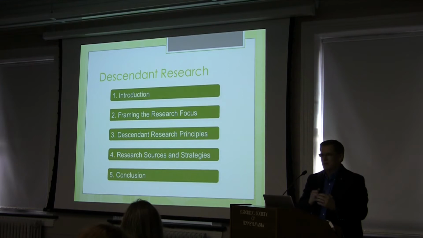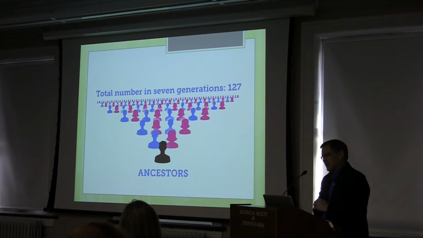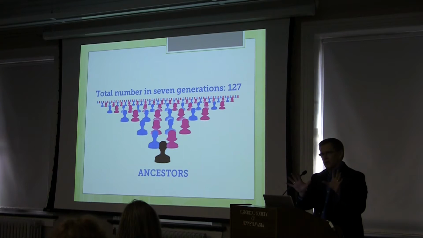So we want to talk about some of the principles there, and then we want to look at some of the research sources and strategies, and then I will just wrap up. If you are doing ascendancy research, the total number in seven generations is 127 people. So it's a defined set. Every person has two parents. We don't always know who they are, but every person has, as far as I know, two parents.